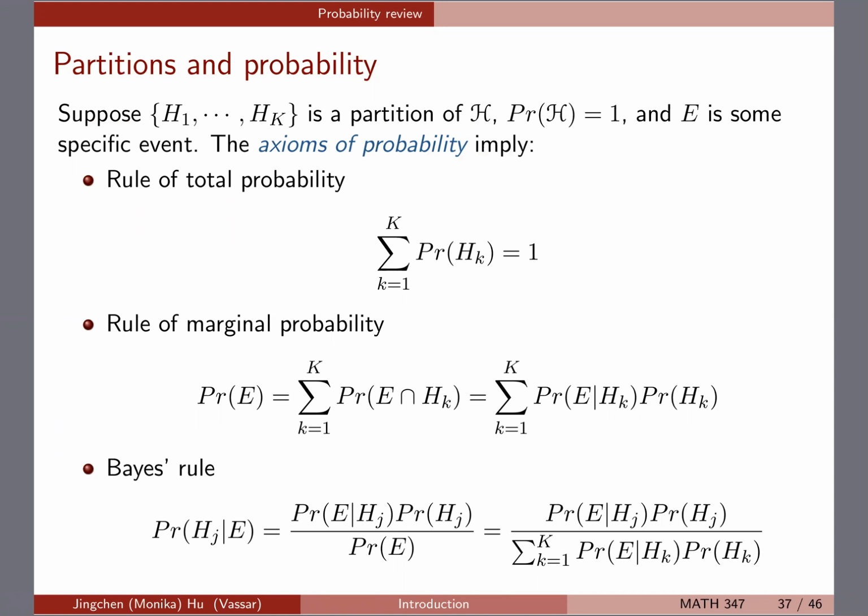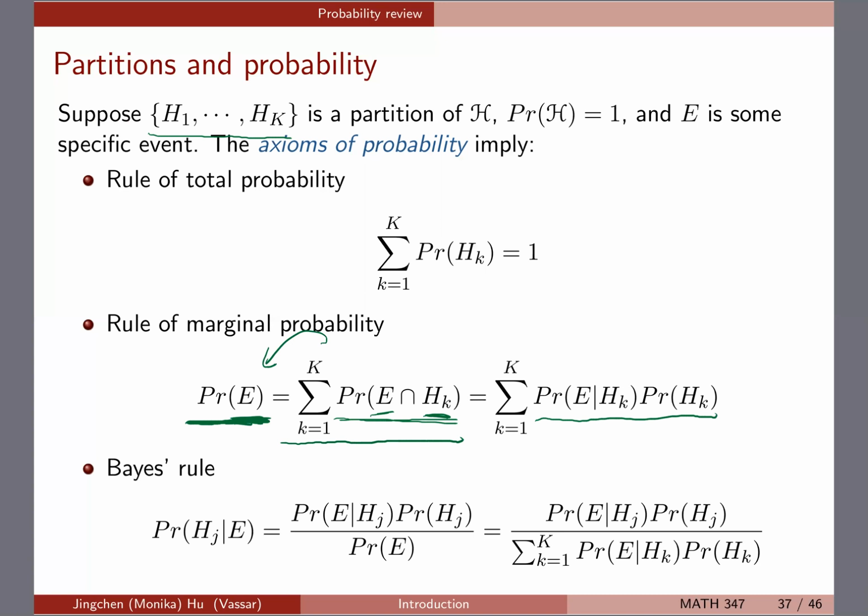Another thing, which we have already seen in the breast cancer screening example, is the second bullet point, the rule of marginal probability. Here, E is some specific event. If I want to know the marginal probability of the event E, what I can do is, based on the partition H1 to HK, get the joint probability of event E with each event HK. Then if I sum up over all of the joint probabilities, I will get the marginal of E. And further on, remember, the joint probability should be the marginal times the conditional. And that's what we actually saw multiple times previously when we looked at Bayesian.